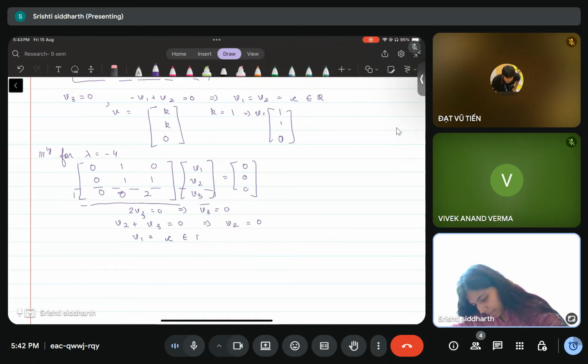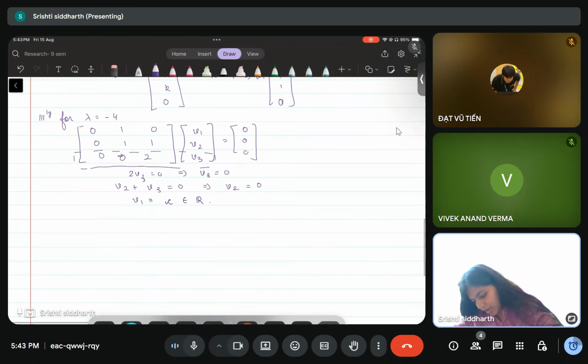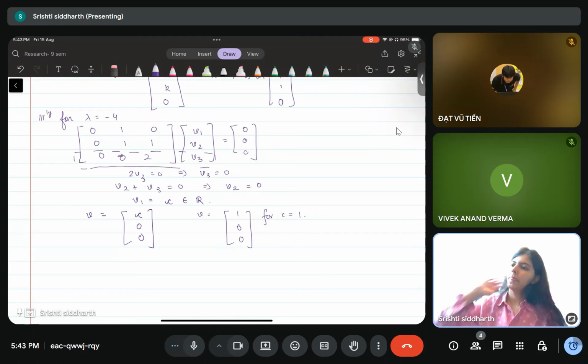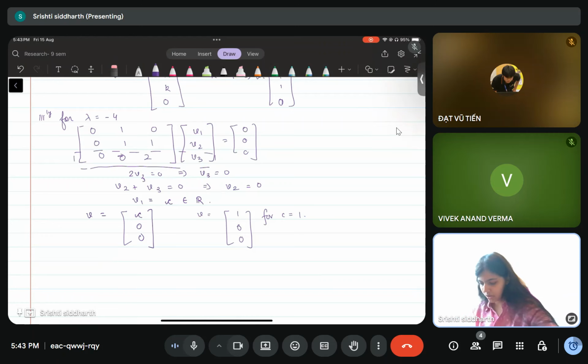Any constant c. So the eigenvector is (c, 0, 0). And for the simplest case, this is (1, 0, 0) for c equals 1. So I hope that this example was clear to you. Now let's move on to some questions.